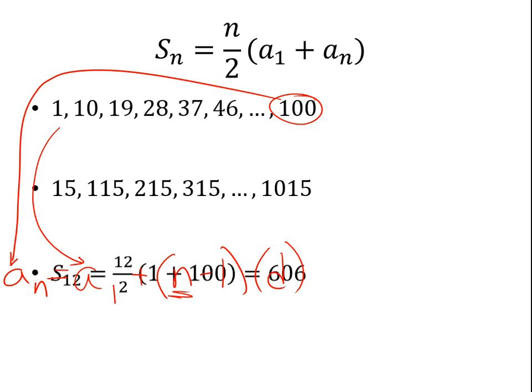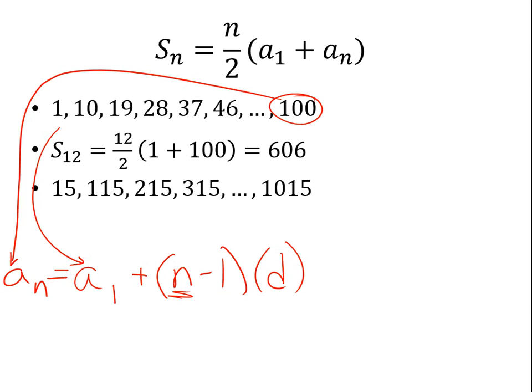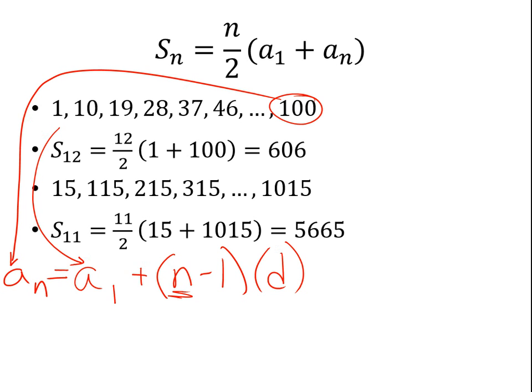Okay, so with this first one, we find out that the n is actually 12, and our sum would end up being 606. Now in the second one, our n ends up being 11, and our sum ends up being 5665. So for those, you have to find your n first, using the formula at the bottom, and then you can use that to help you find your S of n.